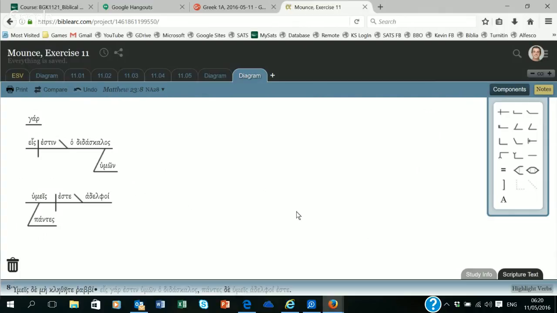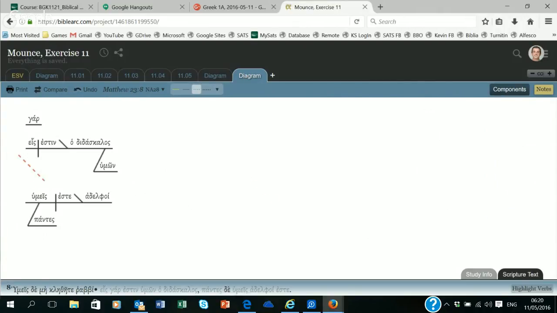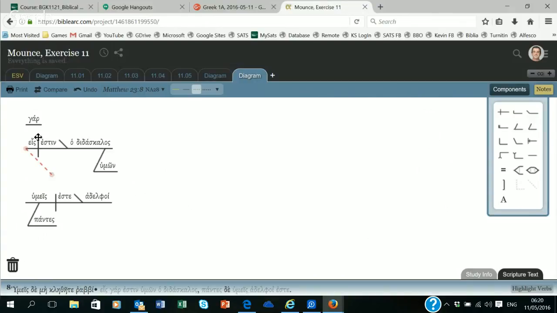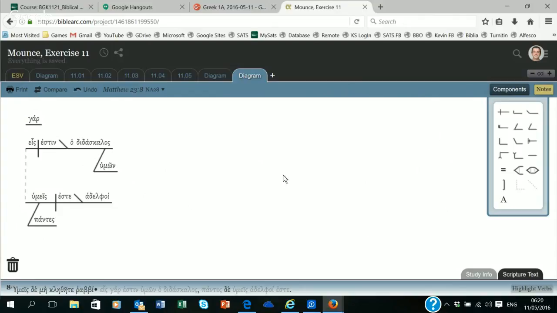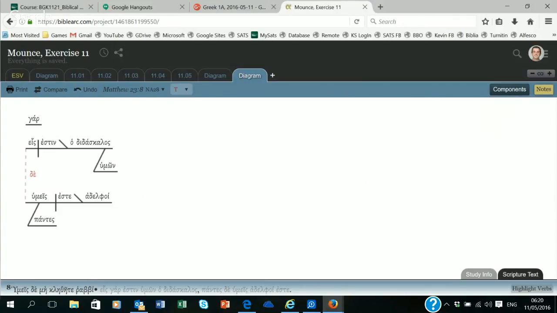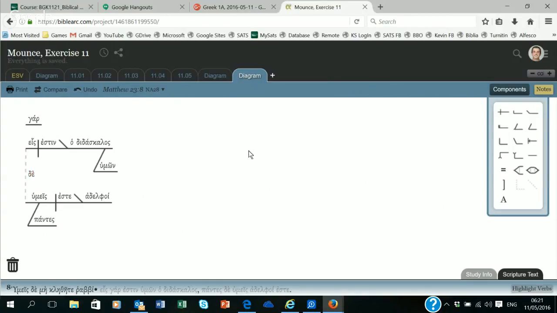All right, what do we do then with de? Well, essentially what we've got here are two equivalent clauses. They're actually contrasted, so we'll just join them by a dotted line, and you can put de somewhere proximate to that line to show that the relationship between the two clauses is carried by de.